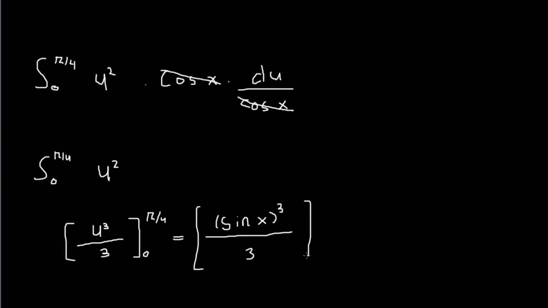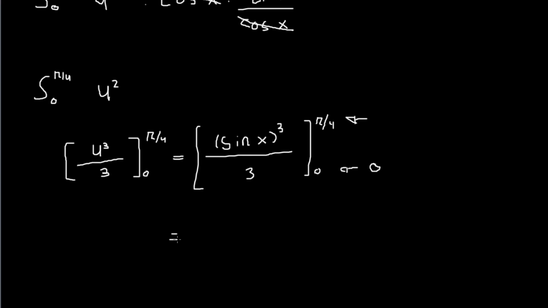Now we have to evaluate that in terms of pi/4 and 0. We subtract the result at 0 from the result at pi/4. The result of sine 0 is 0, and 0 to the power of 3 divided by 3 is 0. So we are just going to care about this part right here.